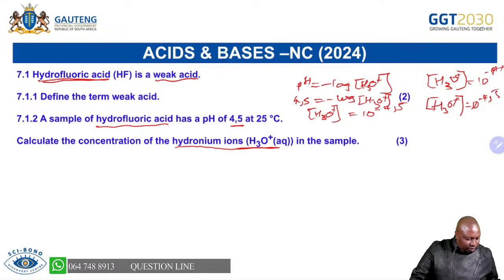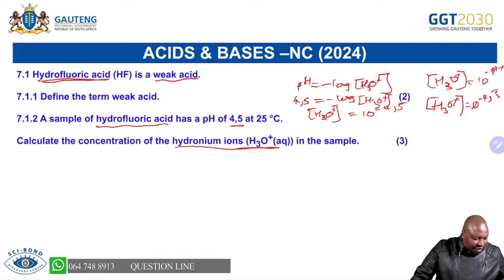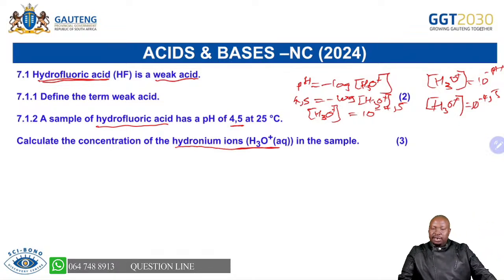You say, what is 10 to the power of minus 4.5? Then after using your calculator, you say equals to, and then you're able to get your number, which in my calculator is saying 0.000316, which you can say 3.16 times 10 to the power of minus 5, if not mistaken. And then you are able to write that as your concentration of H3O plus.